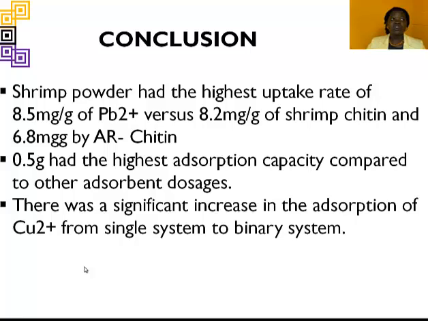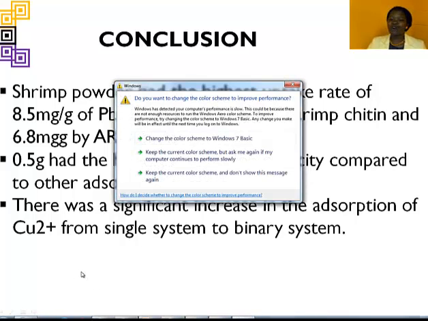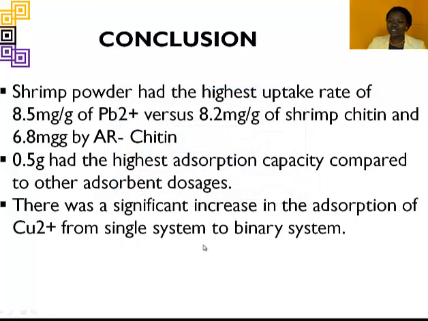adsorbent dosages, and shrimp powder had the highest uptake rate for lead of 8.5 milligrams per gram versus 8.2 milligrams per gram using shrimp chitin and 6.8 milligrams per gram using analytical reagent chitin. We had a significant increase in the adsorption of copper from the single system to the binary system.